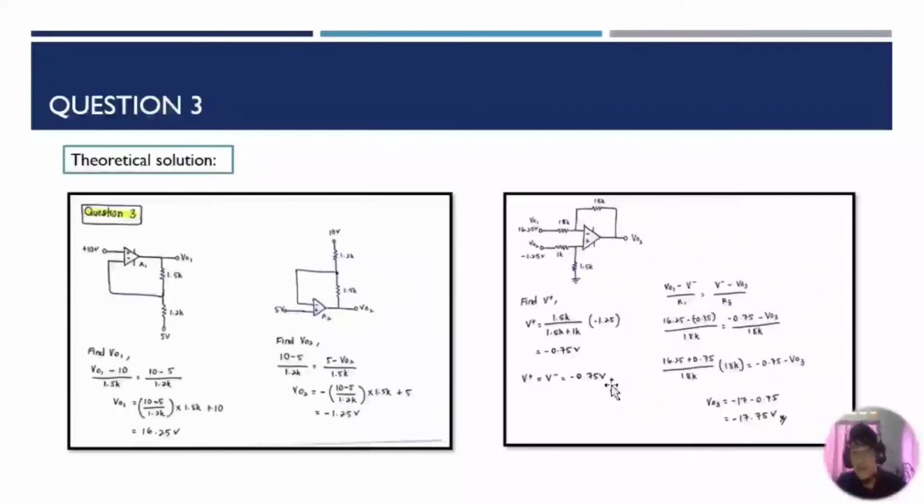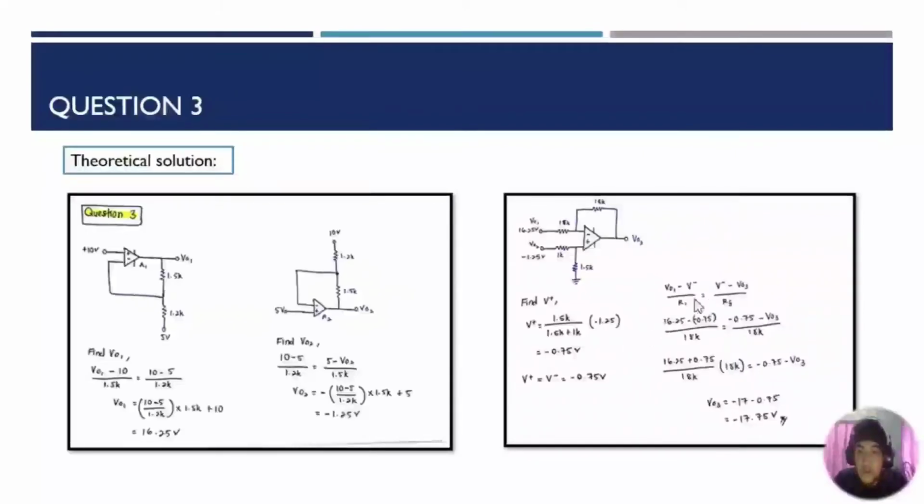Okay, after that we do the calculation for the last op-amp. We already have the value of V output 1 and V output 2 here. The first step, as usual, is to find the value of V positive. For V positive, we use the voltage divider rule, and we get negative 0.75. As we know, V positive has the same value as V negative, equals negative 0.75.